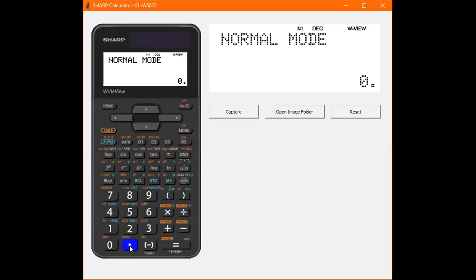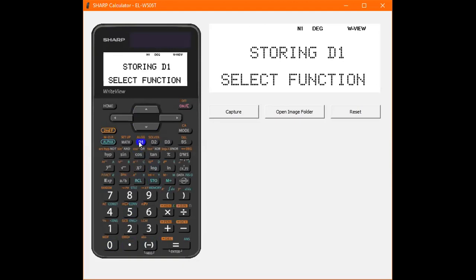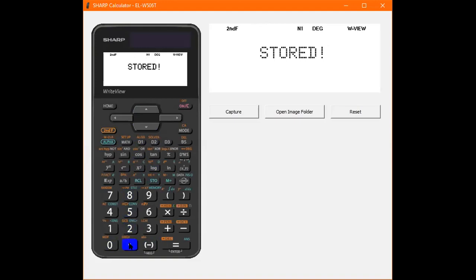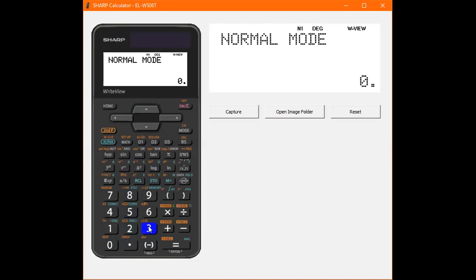That's what it is. Okay, let's save it. We're going to say store D1, and then second function and degrees. Now, if I wanted to convert from, say, 45 degrees to radians, I can press D1 instead, and it will automatically do it for me. It's just a really lazy shortcut option for you. And remember that you cannot save a formula into these D keys. They are only for functions that are already on the calculator.